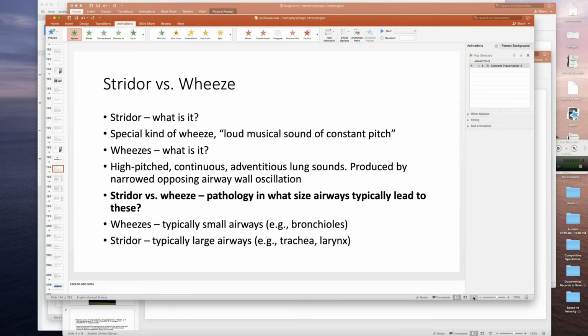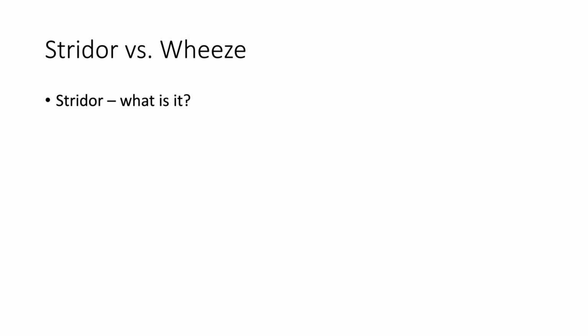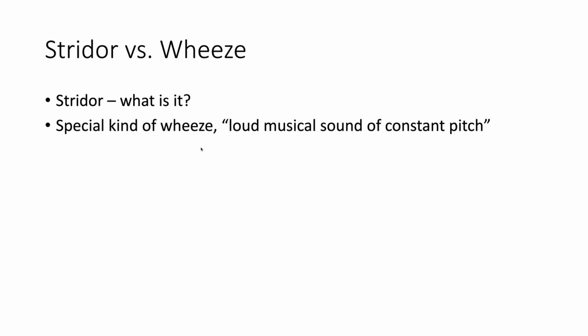That's it. So Danielle, what is stridor? It's like a high-pitched sound. It's defined variably, but one definition is a loud musical sound of constant pitch. I think technically wheezes are polytonal, and stridor is monotonal. It's just one pitch, which makes sense because it's a single structure making it, a single frequency, as opposed to a wheeze, where multiple different things give you different resonance frequencies.